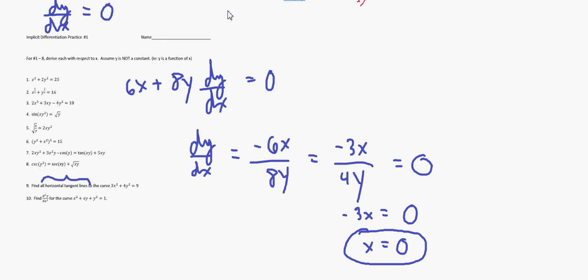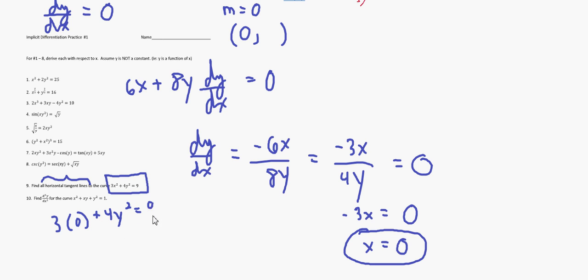So here's what we have. We're looking for a tangent line with a slope of 0, and we need a point. Well, we know x is 0. We're looking for a y value. When you have an x value and you're looking for a y value, you always use the equation you were given, because there's only two variables, x and y. If you know x, you can find y. So we know x is 0. Let's find y. When x is 0, we have 3 times 0 plus 4y squared is 9.